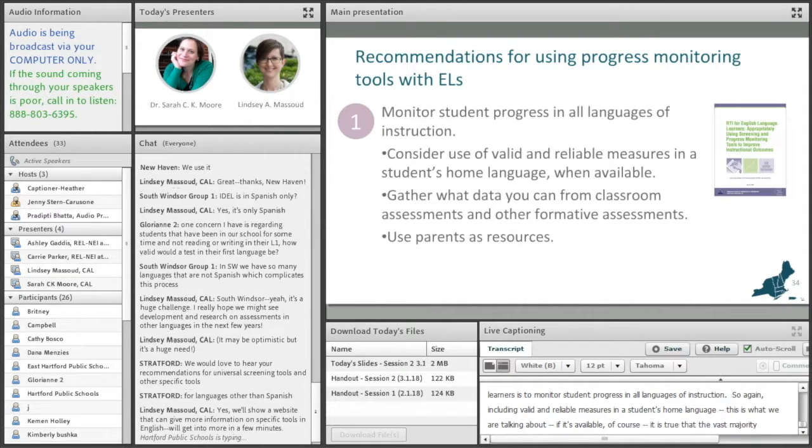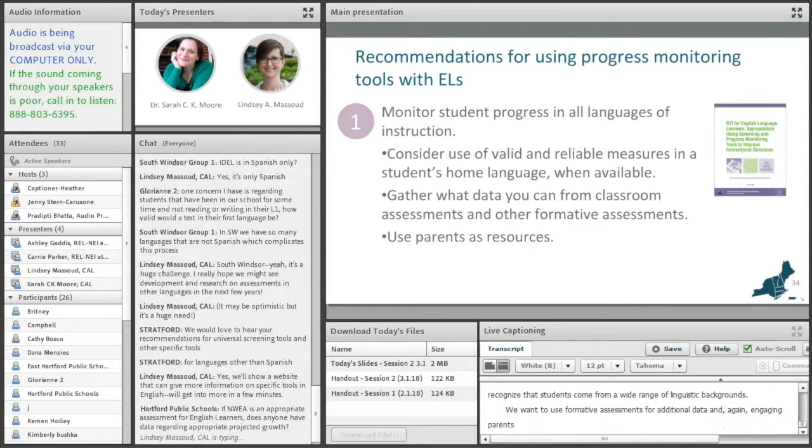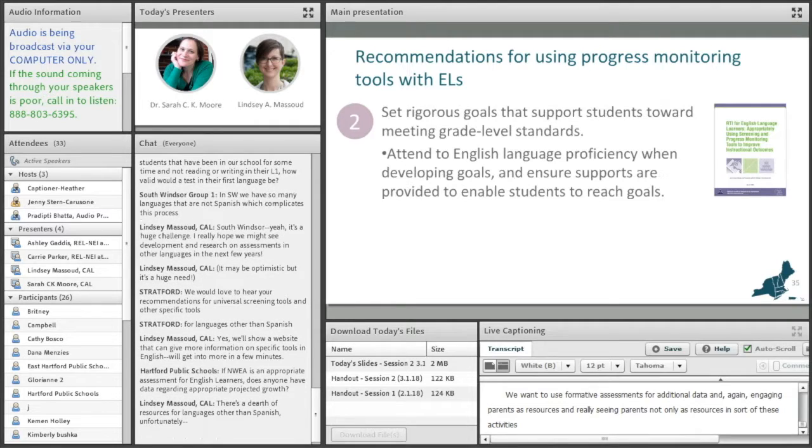It is true that the vast majority of English learners in this country are native Spanish speakers or come from homes where Spanish is the language spoken in the home. But we also want to acknowledge and recognize that students come from a wide range of linguistic backgrounds. We want to use formative assessments for additional data, and again, engaging parents as resources, and really seeing parents not only as resources in these activities, but partners.